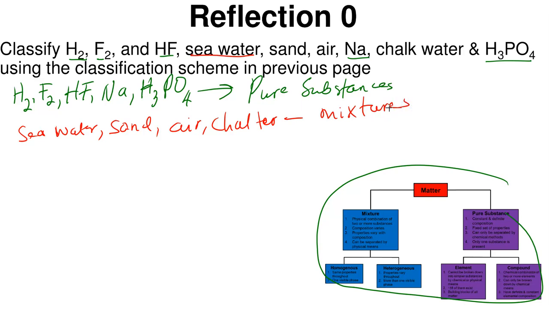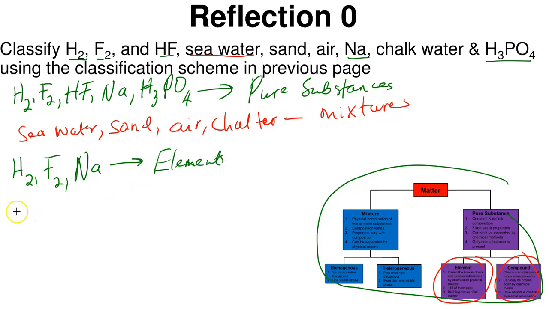Let's break it down into smaller classifications. Here we know pure substances are broken down into element and compound. So which ones are elements here? Elements: hydrogen, fluorine, sodium. Those are all the elements we have. Whereas the compounds will be the ones that contain more than one element: hydrogen fluoride and phosphoric acid. Both are compounds. So we've broken our pure substance into element and compound.